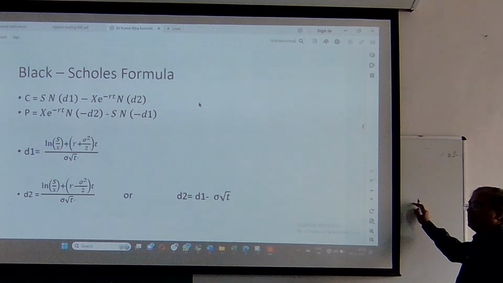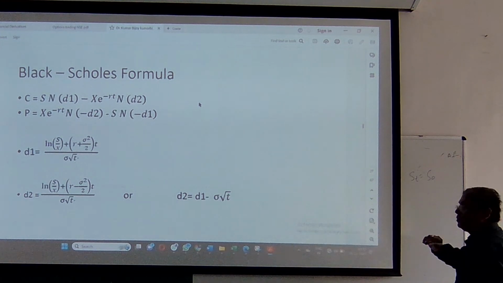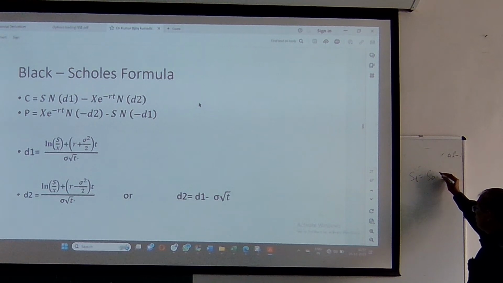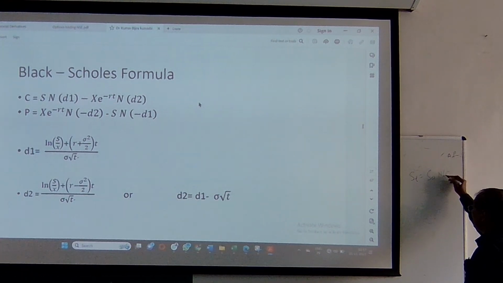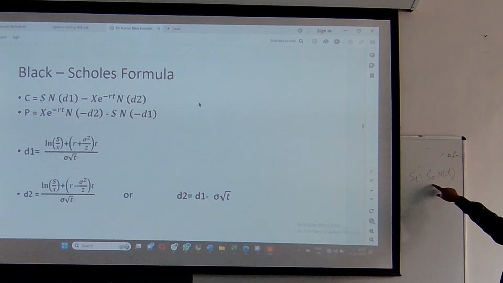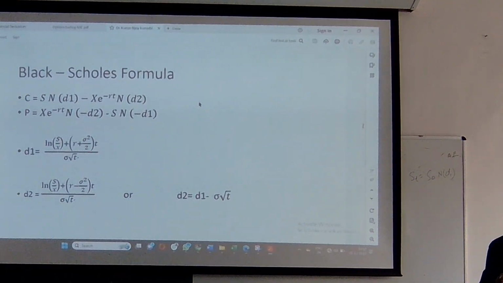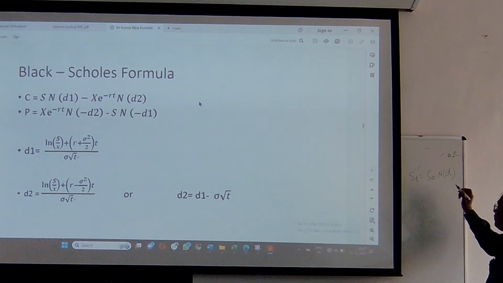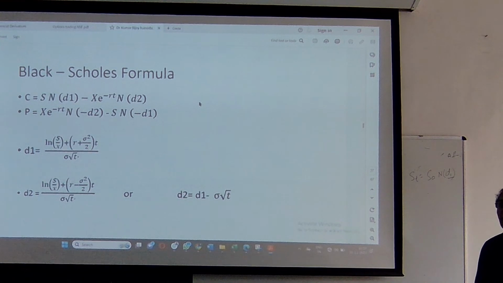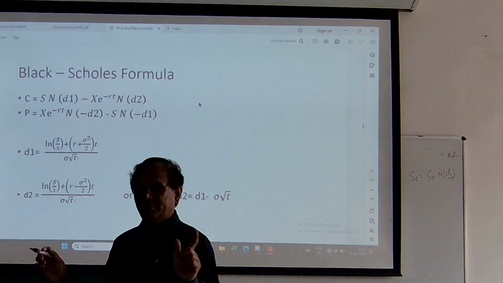Is it visible here? I am there on the screen. ST is equal to S0 into N of d1. What is this N of d1? Whatever deviation is coming, that will be there. Now look into that S and d1. Okay? So if we can calculate deviation and normalize it, normalized deviation could be considered as one of the best deviations.